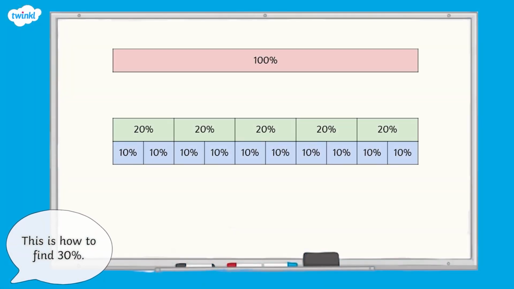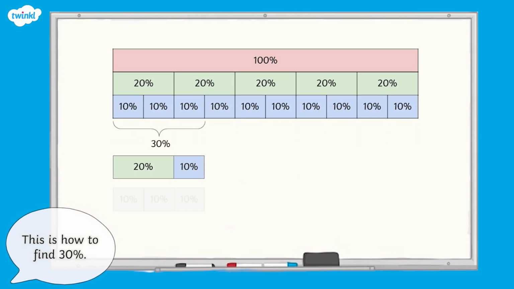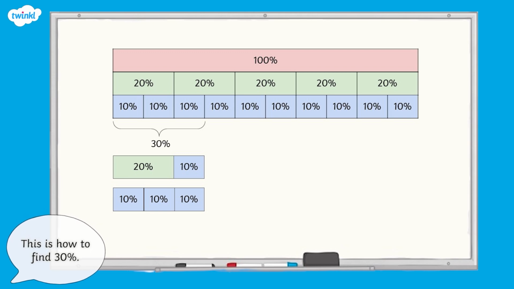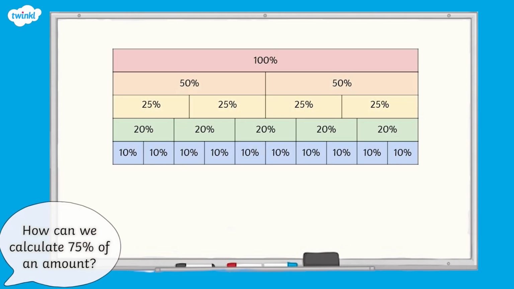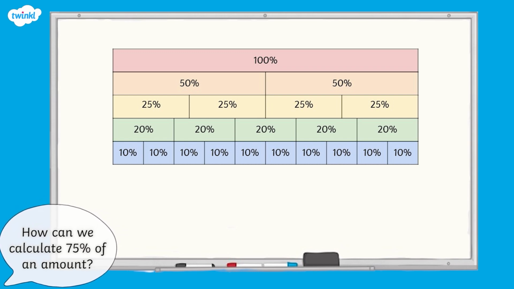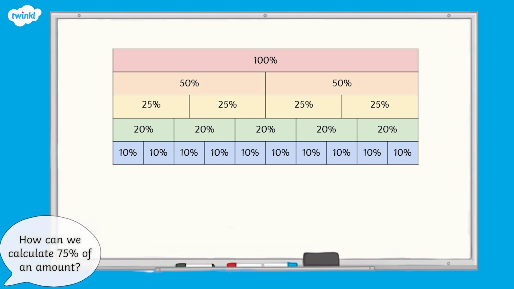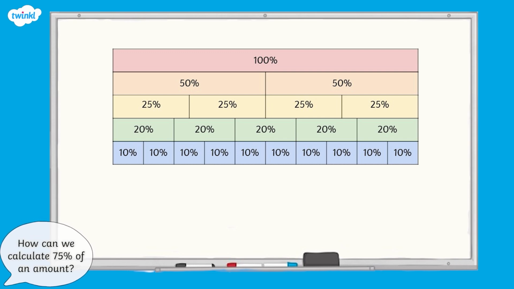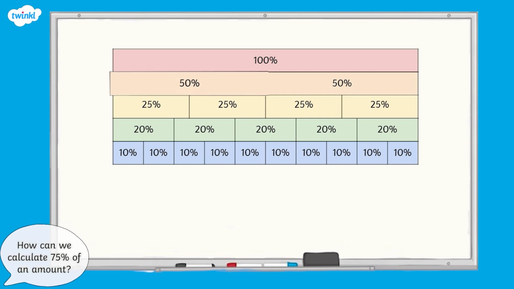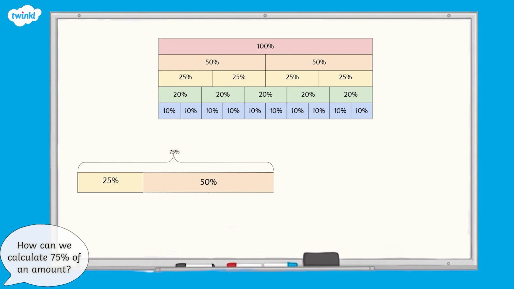Now we're going to look at how we can use these facts to calculate other percentages. For example, to find 30%, we could add 20% and 10% together, or we could find 10% and multiply it by 3. How could we calculate 75% of an amount using the percentages in this image? Pause here and come up with 3 different ways. While there are lots of different ways we can make 75%, here are some possibilities. We could find 50% and 25%, then add them together. We could find 25% and multiply by 3.